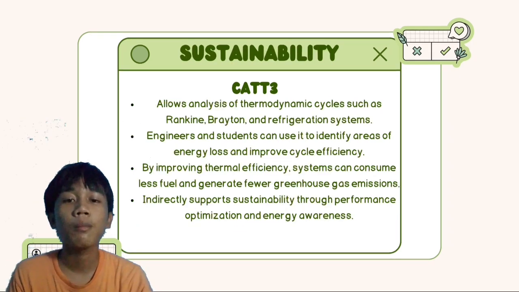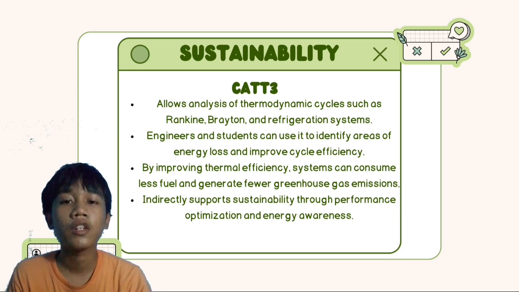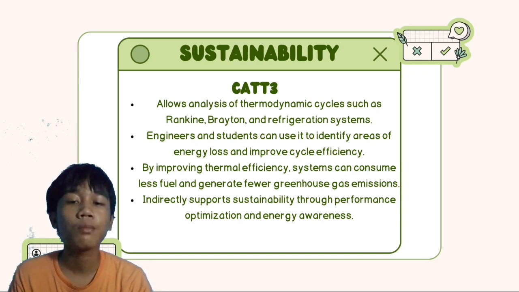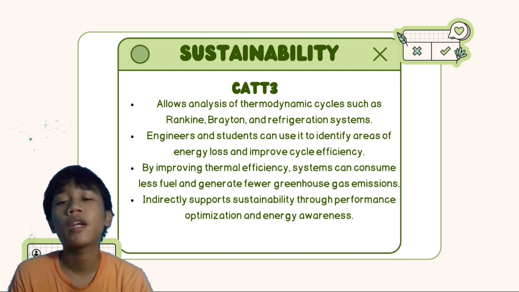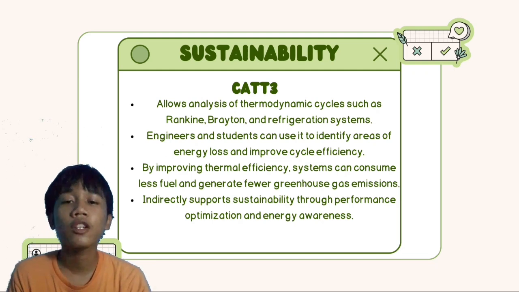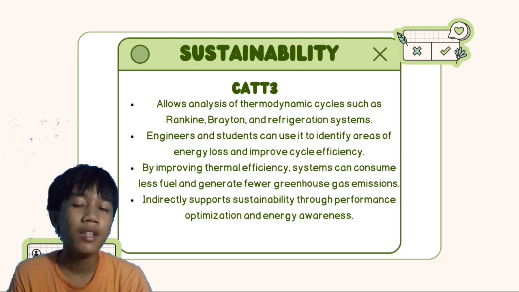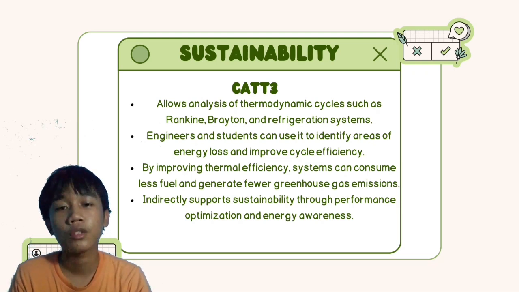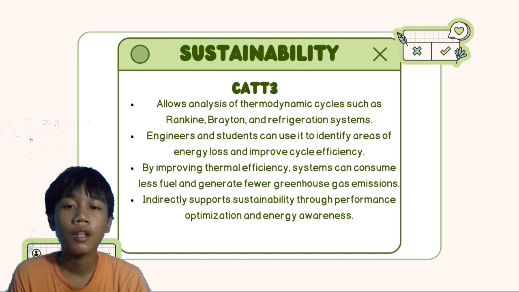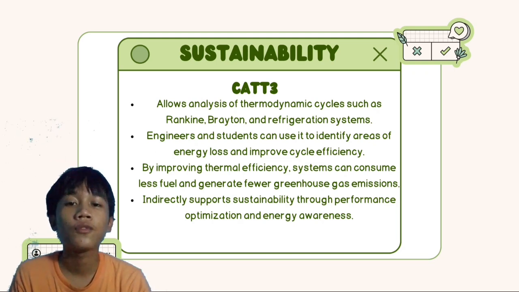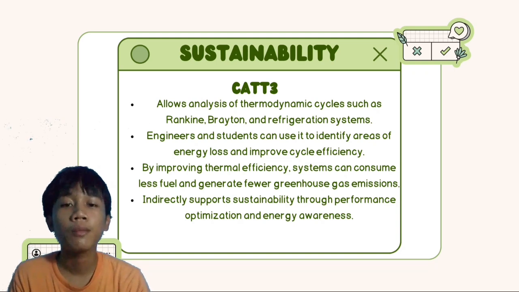CATT's sustainability role. Though CATT lacks direct environmental modeling tools, it supports sustainability by helping users analyze and improve thermodynamic cycles like Rankine and Brayton cycles by calculating parameters like enthalpy and work outputs. Users can design systems that use energy more efficiently, leading to reduced fuel consumption and lower emissions in practical applications.